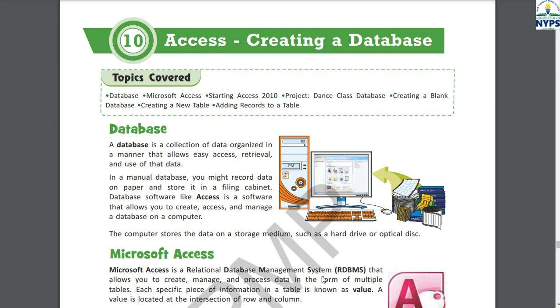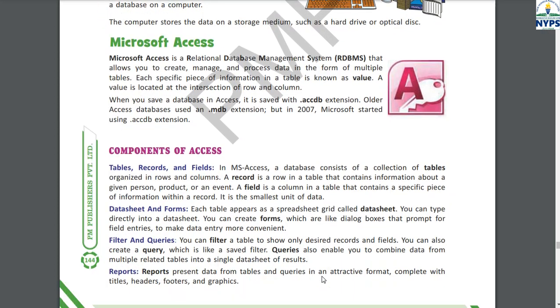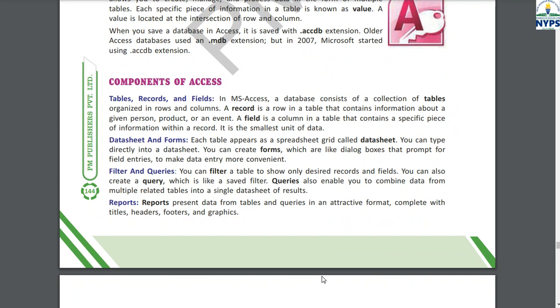MS Access allows us to create, manage and process data in the form of multiple tables, and these tables will be interrelated to each other. The extension of an MS Access file is .accdb. In earlier versions the extension was .mdb, but from 2007 onwards the extension is .accdb. Now the components of Access.